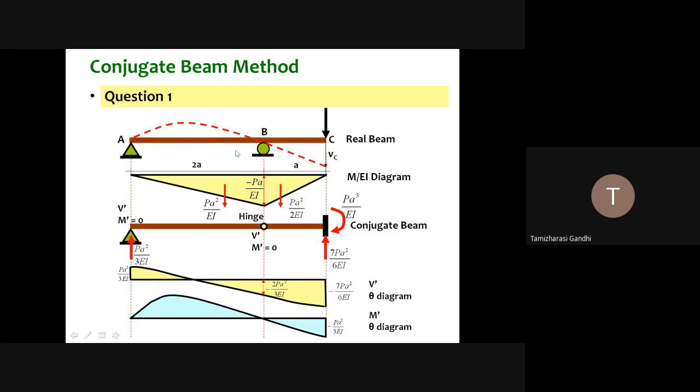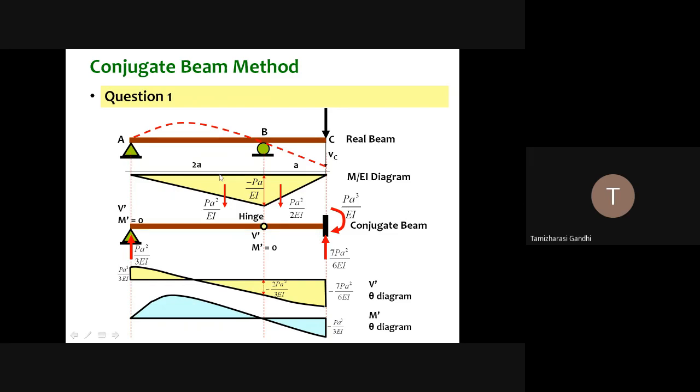First calculate the bending moment diagram of this beam. So we have calculated the bending moment at this point as minus PA. Previously we have calculated this in the moment area method. So the bending moment diagram can now be converted into conjugate beam loading. So that is the M by EI diagram, which is minus PA by EI, and the total of this here is PA square by 2EI, and the total of this is PA square by EI. Now we have to apply this as loading to the conjugate beam.